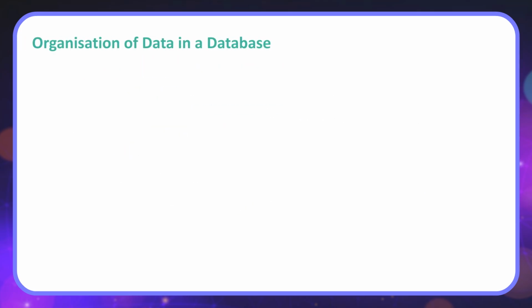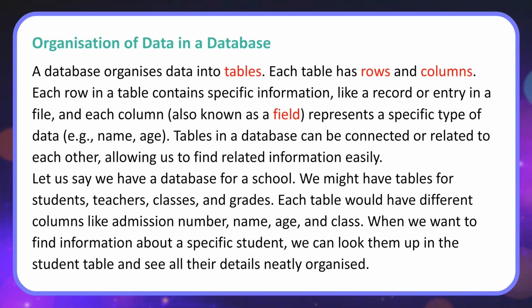Organization of data in a database. A database organizes data into tables. Each table has rows and columns. Each row in a table contains specific information, like a record or entry in a file, and each column, also known as a field, represents a specific type of data, for example, name, age. Tables in a database can be connected or related to each other, allowing us to find related information easily.